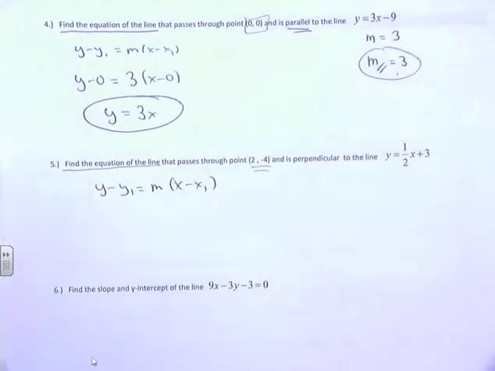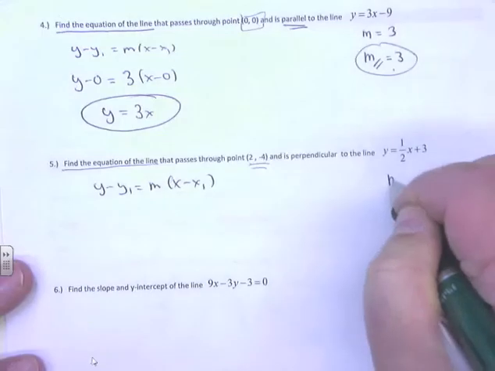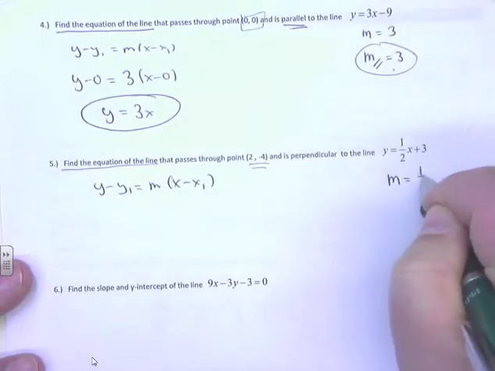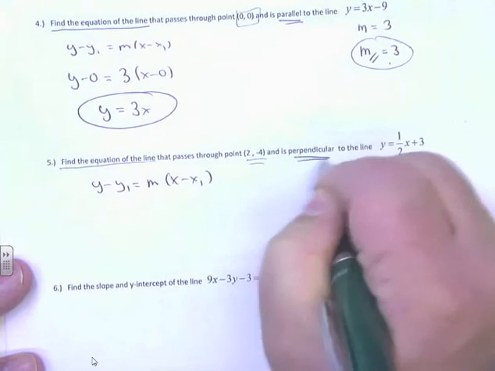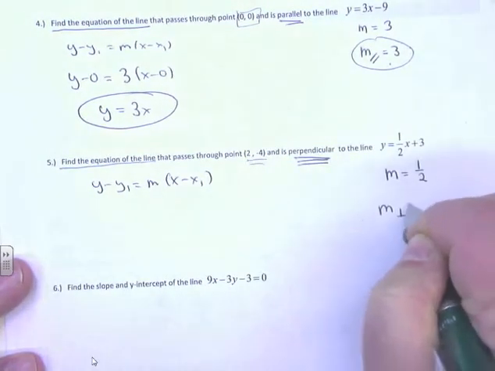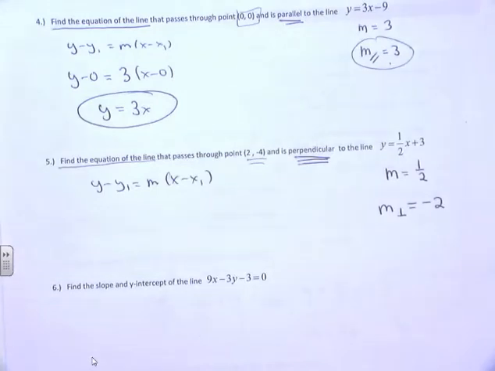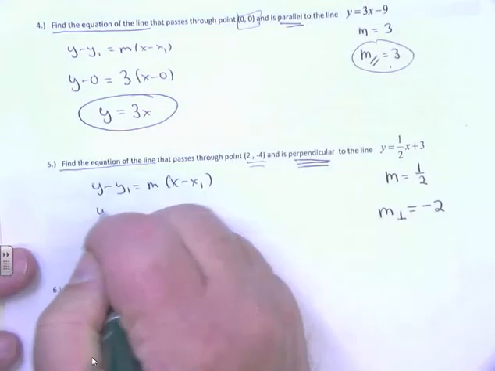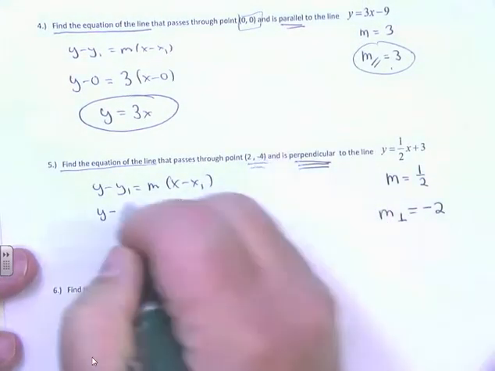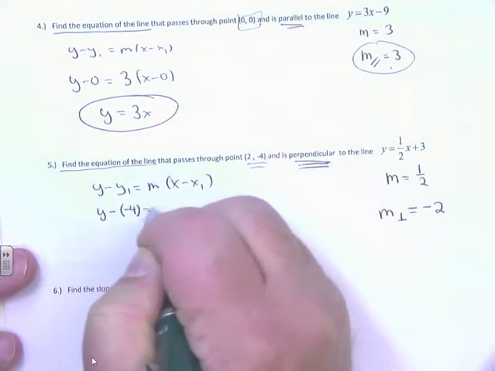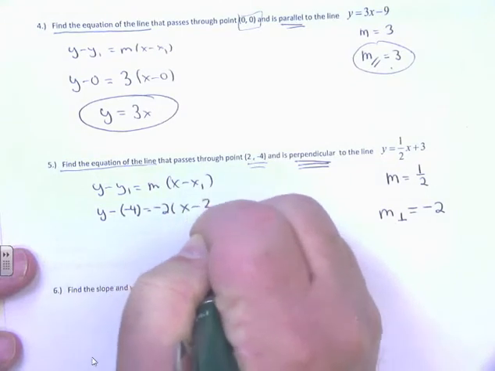Well, they put the line, this was awfully nice of them. y equals 1/2 x plus 3. That's y equals mx plus b form, so I can read off the slope here. The slope is equal to what? 1/2. But they wanted perpendicular. What would the perpendicular slope be? Flip the fraction, change the sign. Negative reciprocal. Does that make sense? The negative reciprocal of 1/2 is -2. Plugging it in, y minus the y coordinate, which, watch your signs, is -4, equals my slope of -2 times x minus the x coordinate, which is 2.